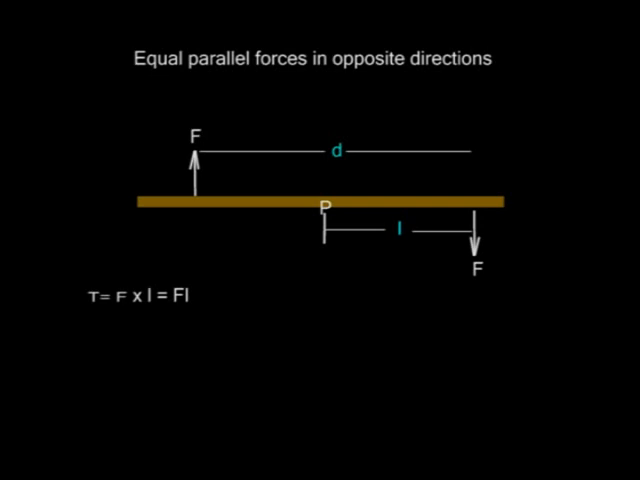So F times L for the first force plus F times D minus L, which gives us FL plus FD minus FL, which gives us FD. The FL cancel out, they subtract each other. So the moment of parallel forces is the product of one of the forces and the perpendicular distance between them.